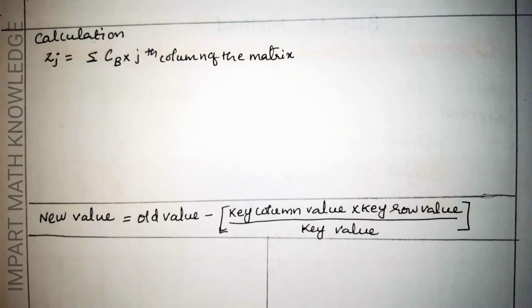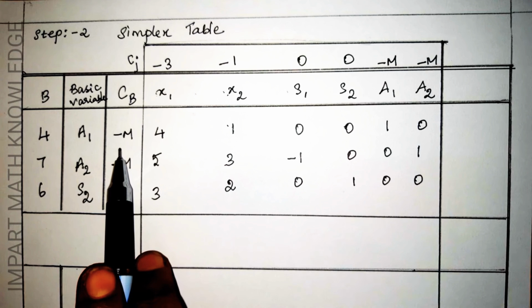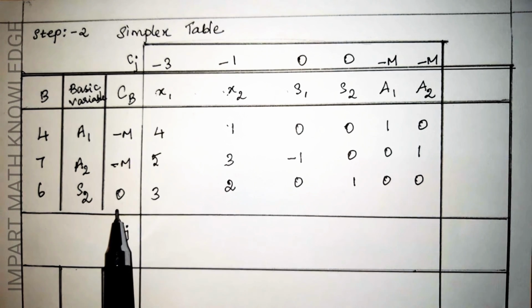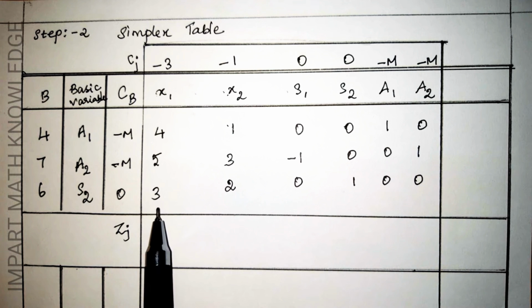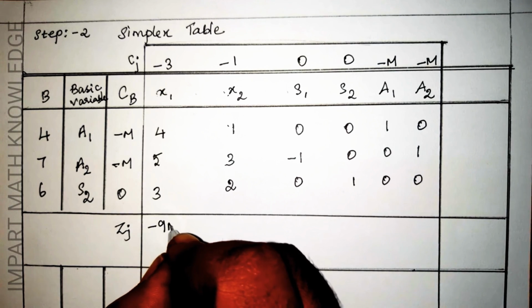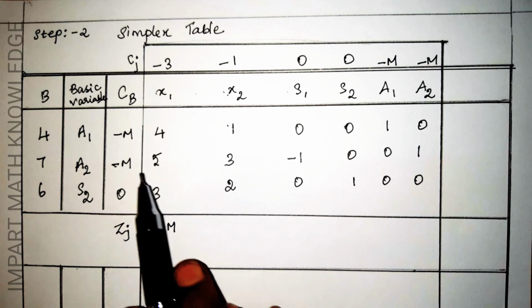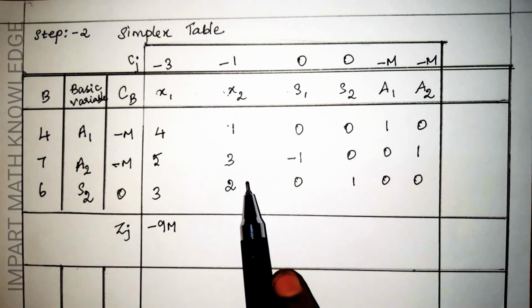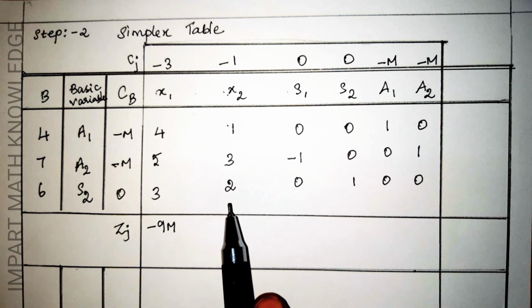For finding the Zj value, you have to use the formula: Zj is equal to the summation of Cb into the jth column of the matrix. That is -m into 4 plus -m into 5 plus 0 into 3. If you multiply and add, you will get -9m. Now the second column: -m into 1 plus -m into 3 plus 0 into 2.